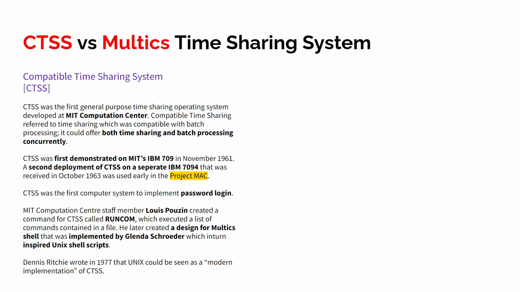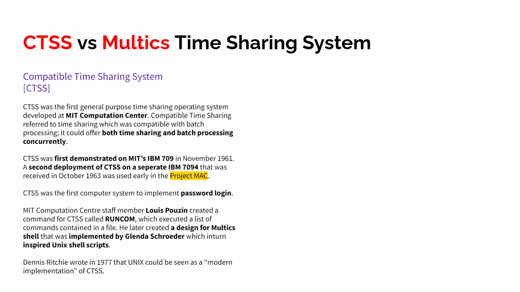CTSS was the project developed by MIT. CTSS stands for Compatible Time Sharing System. Compatible time sharing referred to time sharing which was compatible with batch processing. It could offer both time sharing as well as batch processing concurrently. The password login system and the shell that we enjoy on our modern operating system are a few of the notable outcomes that we received from CTSS.